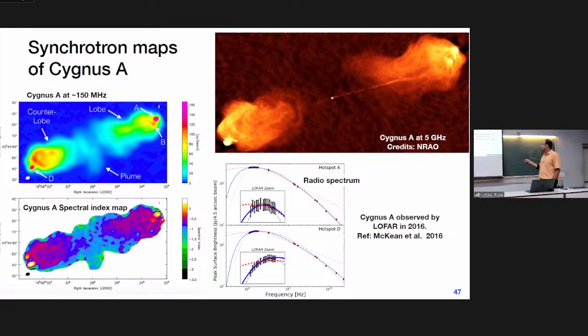So this was what I was saying. Ignore the curved part now. This is almost like a power law. If you find the index of this power law, you can find the nature of the electron distribution. Okay, so I'll end here.